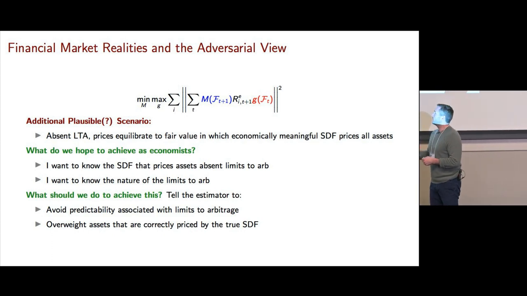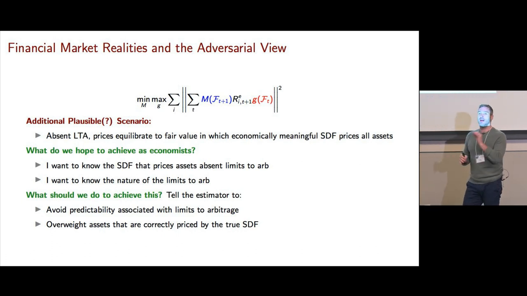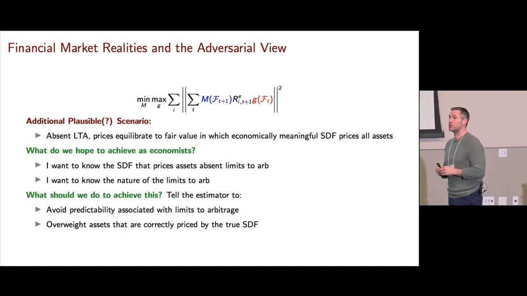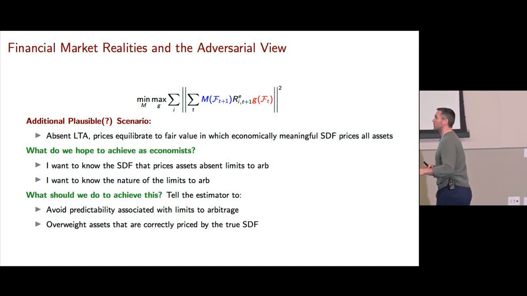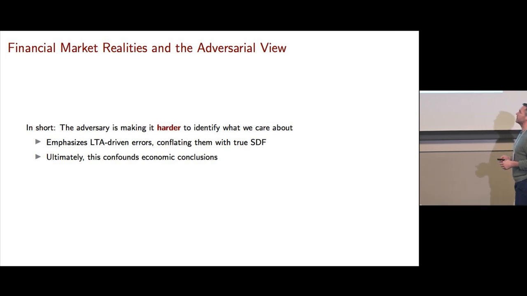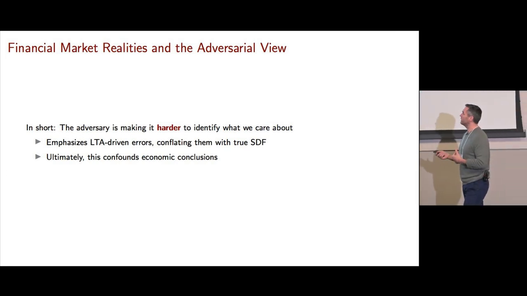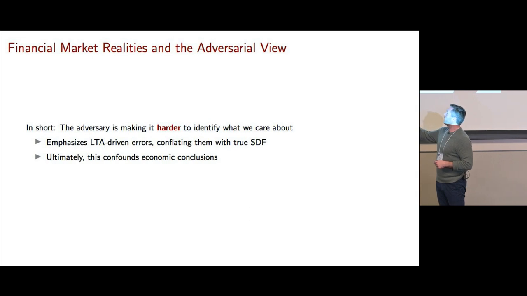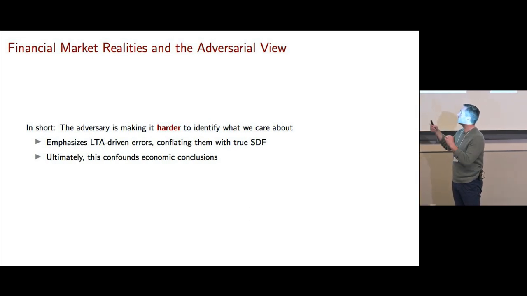Instead, what I want to tell my estimator to do is say, listen, I know there are places where I can't trade because of limits to arbitrage. Model, go away from those. Find the predictability that's not associated with the limits to arbitrage. Find the predictability that's associated with risk compensation, that is, overweight the assets that are correctly priced by that SDF. That's exactly the opposite of what the GAN does. The GAN says pay attention to the places where we find mispricings that might be driven by limits to arb. So in the end, what we end up with are potentially limits to arbitrage driven errors, and we conflate them with the SDF. We're trying to shoehorn those limits to arb errors into the SDF, and this confounds the economic conclusions.